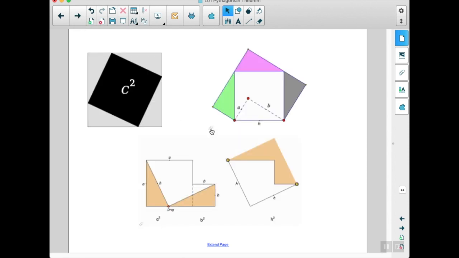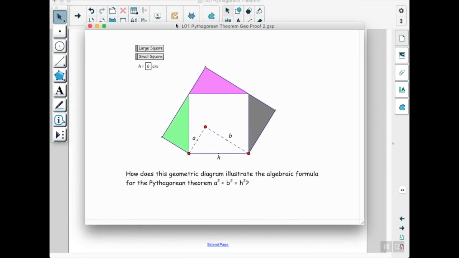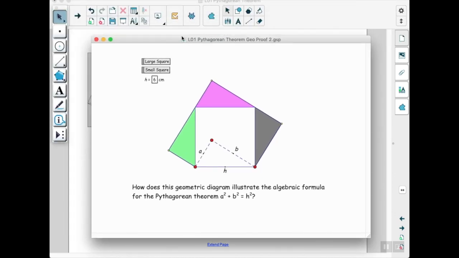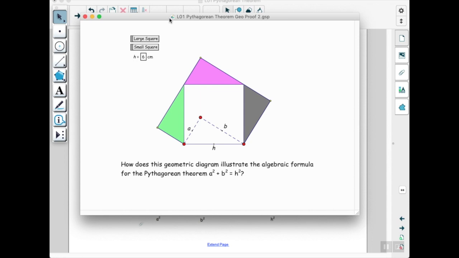We have some visual proofs here of the Pythagorean theorem. I think we did some of these already. I'm just going to go over this one first. Maybe I'm just going to do one visual proof, and then I'll upload the other one, and you can look at it and see if you can figure it out.